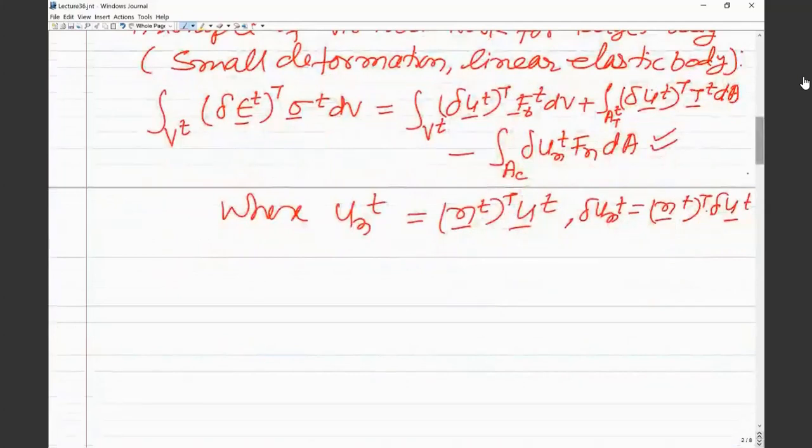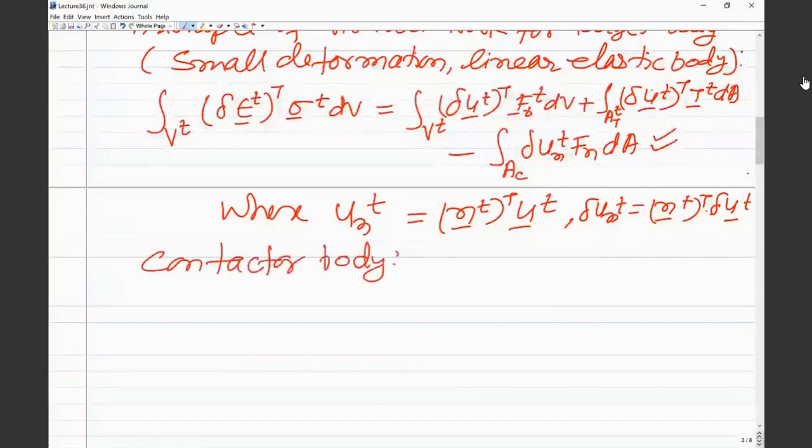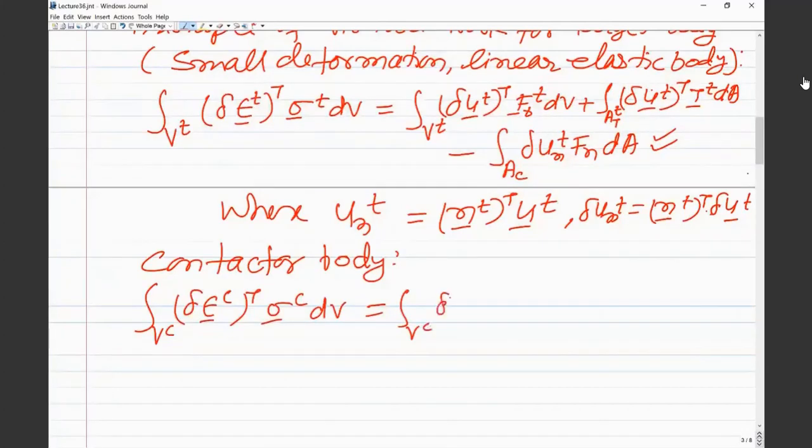And similarly, we write the virtual work for the contactor body. So for the contactor body, the virtual work of stresses, the integration over the total volume of the contactor body, delta of epsilon c transpose sigma c, the stress in the contactor body, will be equal to the virtual work of external forces. So body forces in the contactor body, integration over volume delta u c transpose into body force in the contactor body into dV, plus traction forces, the area on which the traction is acting on the contactor body, delta Uc transpose into traction on the contactor body into dA.